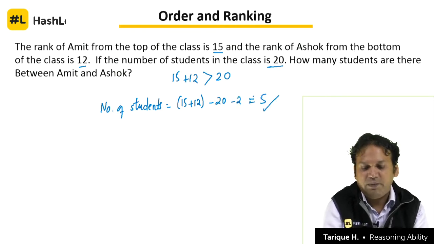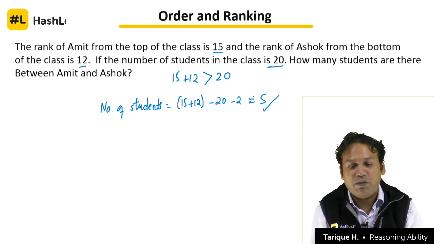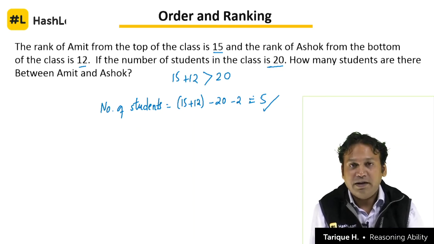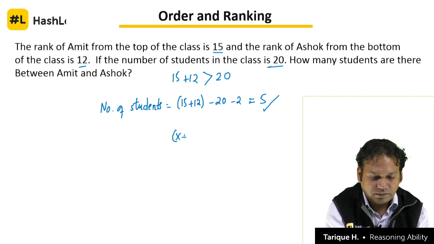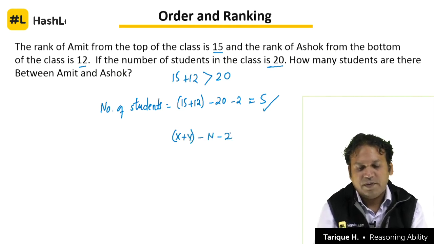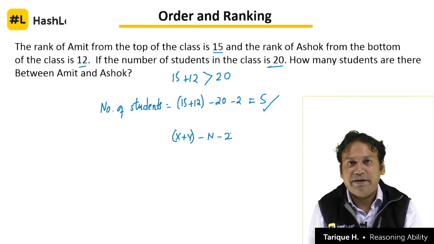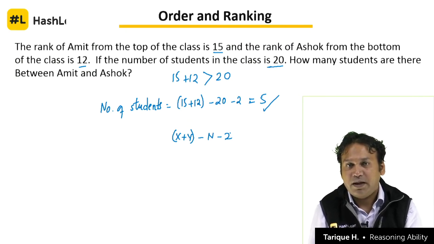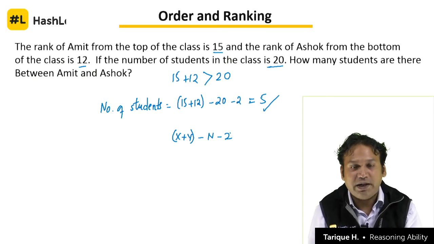So, how many students are there between them? 5. No conversion of rank, I had no requirement of finding out Ashok's rank from the top or Amit's rank from the bottom. Directly using the formula, what is the formula? x plus y minus number of students minus 2, x plus y minus n minus 2, where x and y are the ranks of two persons from top and bottom, and n is the number of persons. The number of persons between them, we were able to find directly and get the answer.